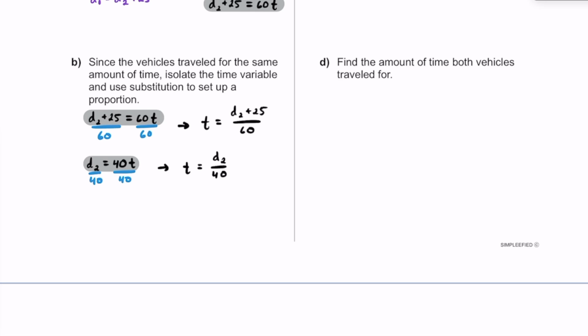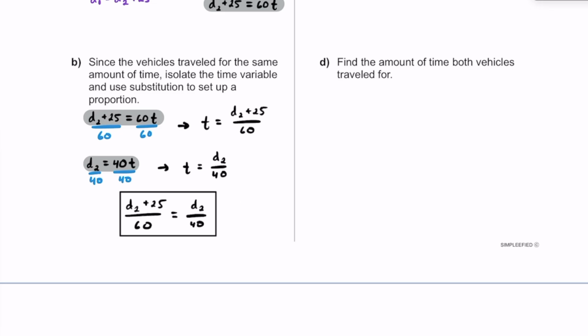We were told that information, so this t over here must be equal to this t over here. In turn, we should be able to say that this expression is equal to this expression. So what is this proportion that we can set up here? We can say that d2, or the distance of our car, plus 25, divided by 60 is going to be equal to the distance of that car divided by 40. Again, this is really telling us the distance of the motorcycle, but remember the motorcycle is 25 miles further than the distance of the car, so we can set it up just like this. So here we isolated time for each of these equations, and here we wrote our proportion.